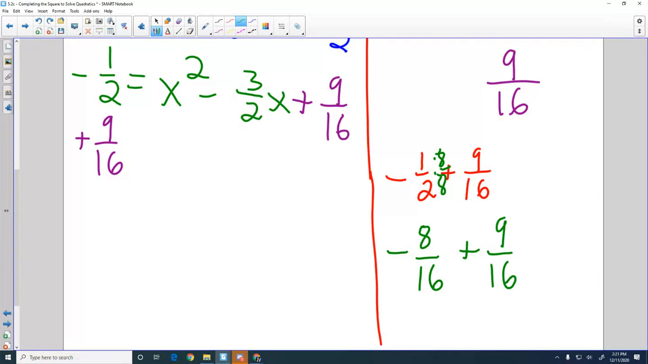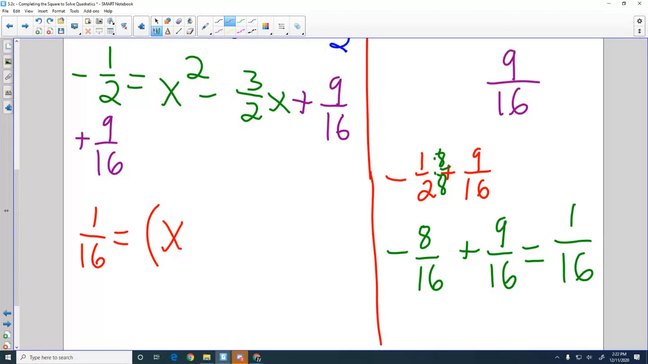Okay, can I add those two fractions now? Yeah, that's pretty easy, isn't it? If you know how to add. What's 9 minus 8? It's 1. So this left side is just 1/16. My right side, by adding that magical number, that 9/16, that made it a perfect square trinomial, so I can write it as a single binomial being squared. X minus something squared. What's the something?